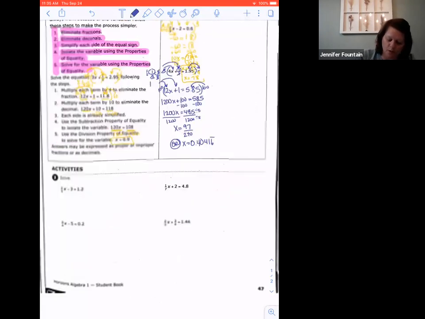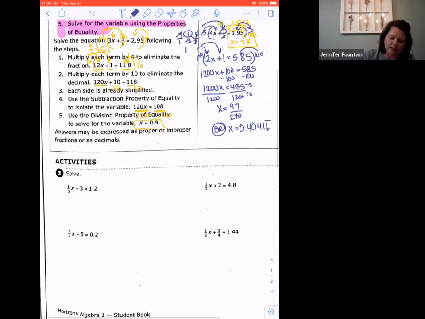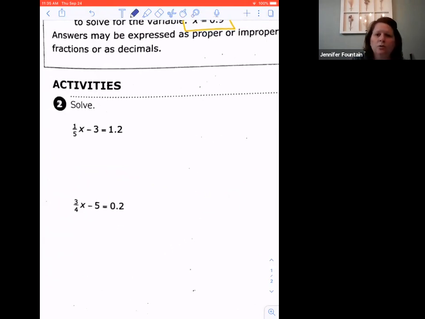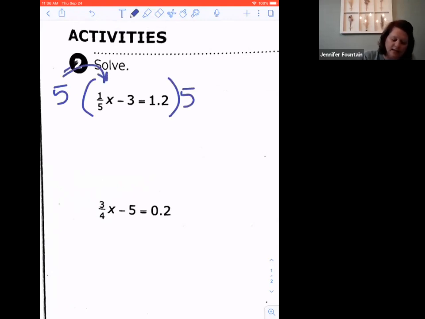Okay, let's do a couple more as practice. Together, we'll do the left hand together, and then you'll do the right hand on your own. So my first step, clear fractions. I need to clear my 5. So 5 times 1/5 x, 5 times -3, 5 times 1.2. 5 times 1/5 x, we know that 5 times 1 is 5, and 1 times 5 is 5. So 5 over 5, again, is 1. Those 5's cancel, left with 1.